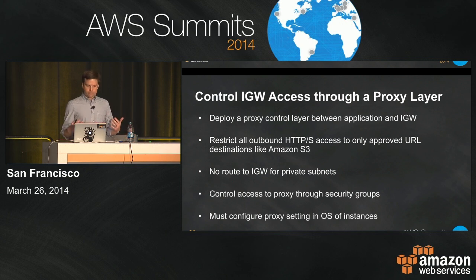So a proxy layer to sit between your corporate application and the actual egress out of the VPC. So how would you do this? You would restrict all outbound access to only URLs that you define. So in this case, we're talking about S3. None of your private subnets would actually have a route out. You would be configuring proxy variables on your instances themselves to use your proxy layer that you're setting up. So only the proxy layer itself would know about the way out, and then tightly control what can actually talk to the proxy layer, obviously.